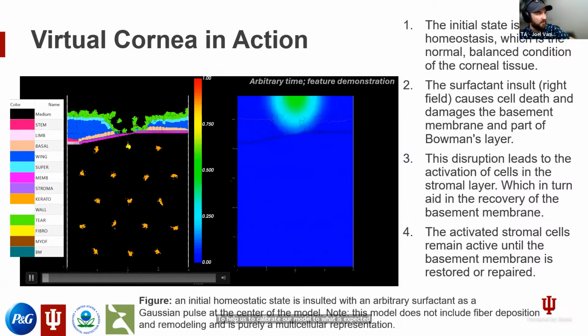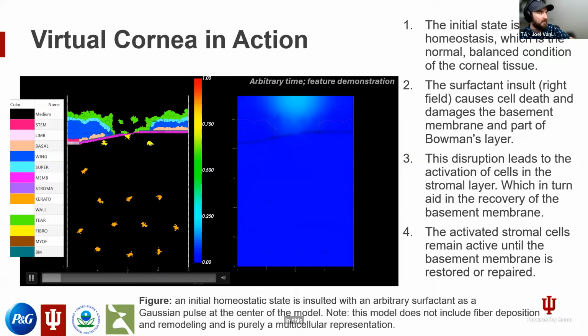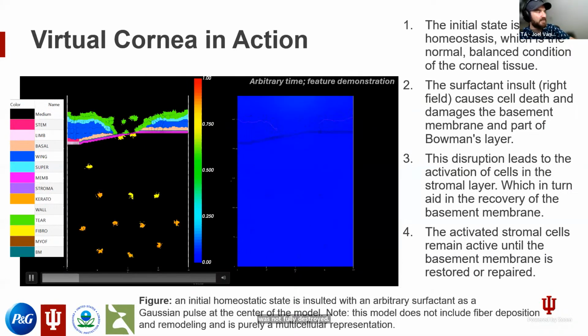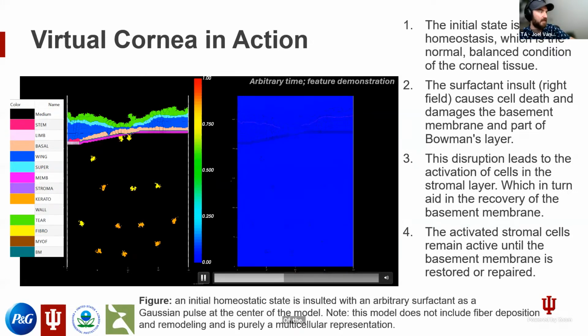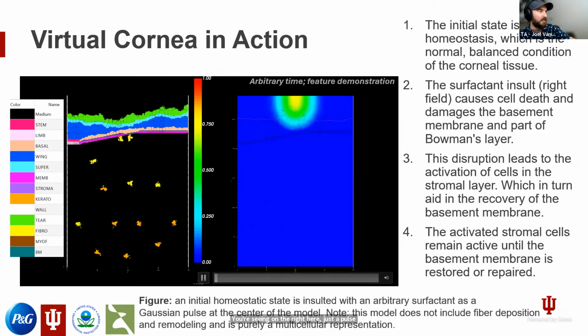In this example that you're seeing in this video, there is a mild damage being done here because the Bowman's layer was not fully destroyed, but that is enough to activate cells to help reconstruct the basal layer, which leads to the proliferation of these cells and the full recovery of the epithelium tissue after the injury has been done. You can see on the right here just a pulse of that chemical, right? To simulate a droplet. I will replay it here so you can see.